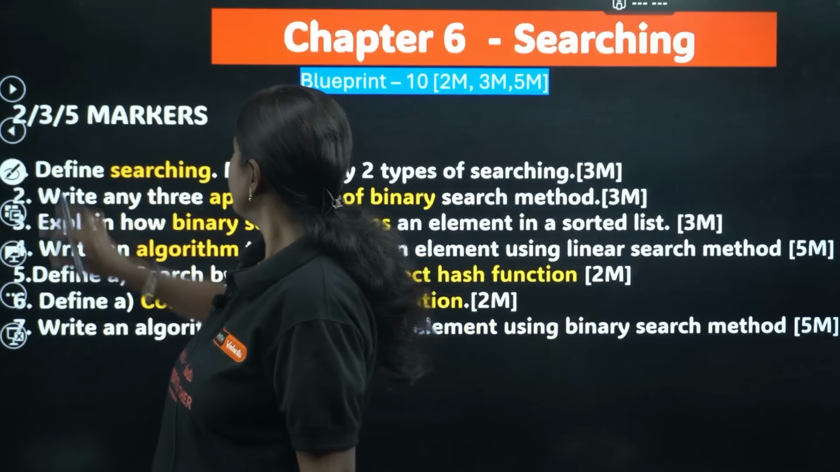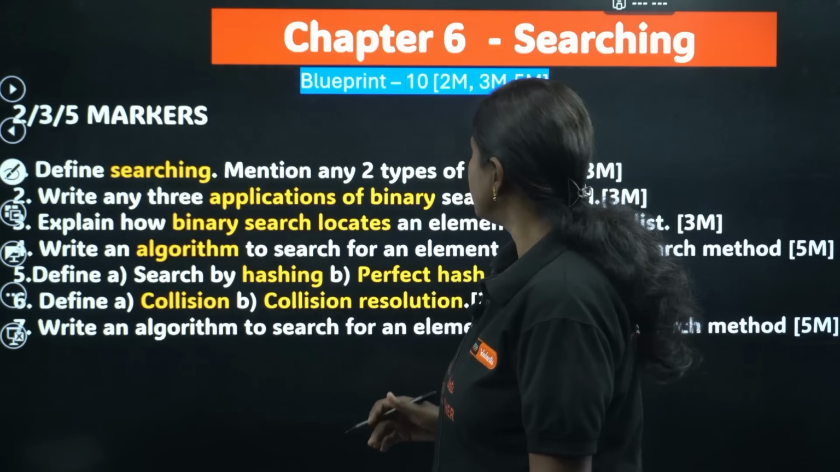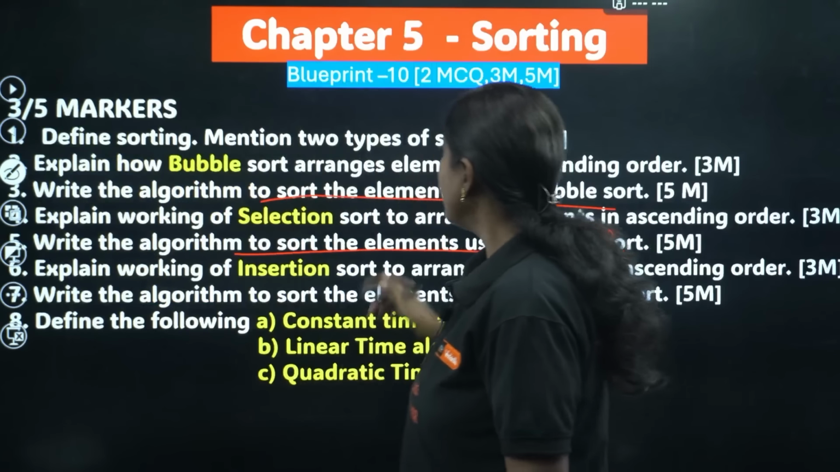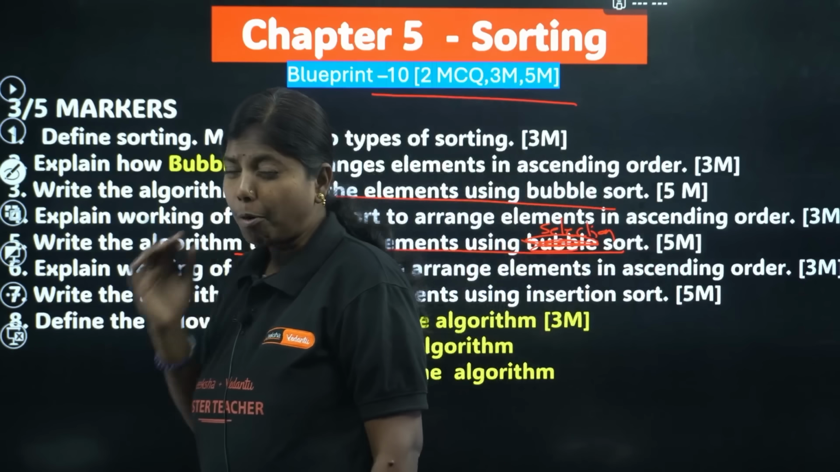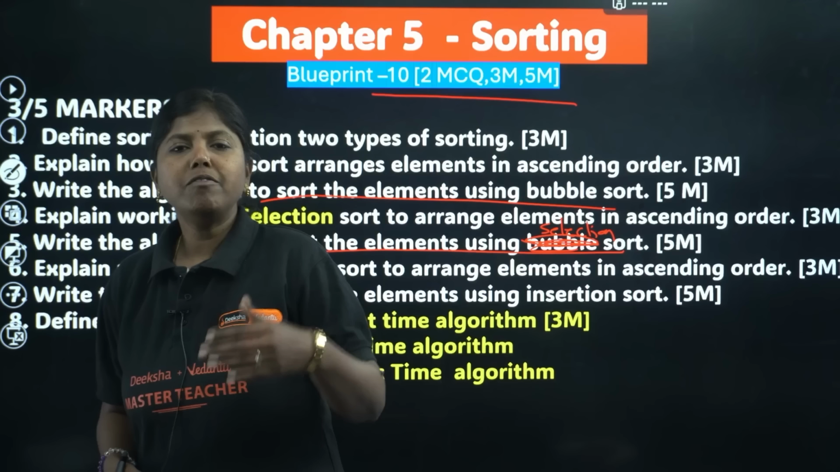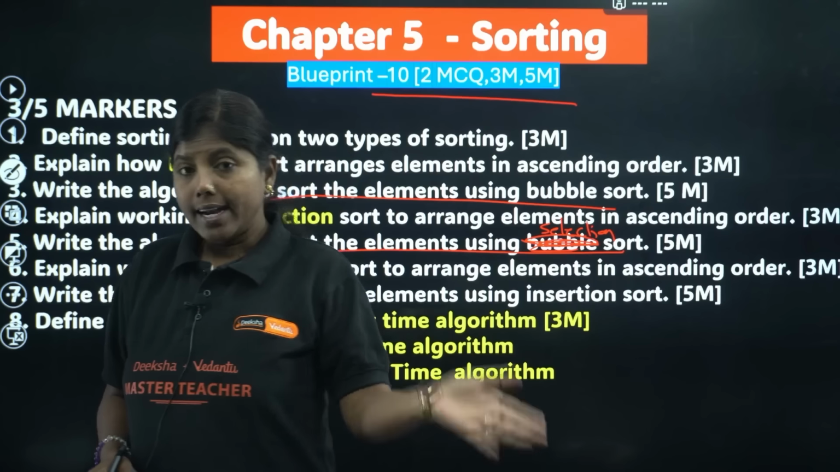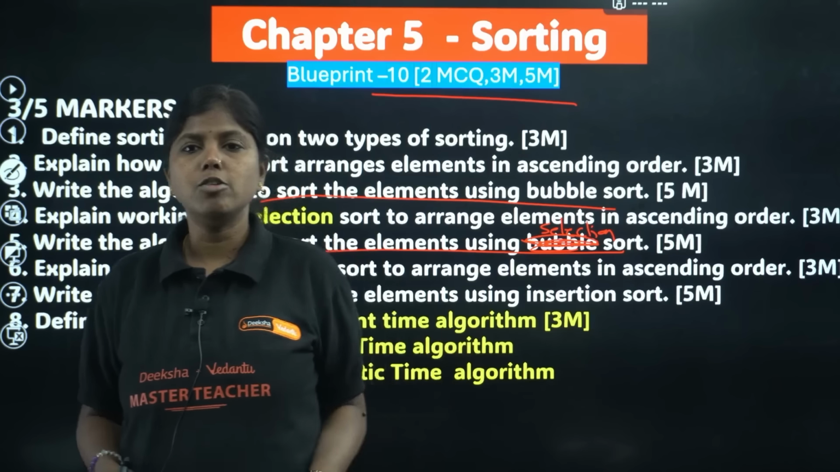Okay, the next chapter we have is searching. In case of searching, what is the blueprint? You can see that with respect to searching and sorting, the blueprint remains the same. If you have observed the blueprint properly, the blueprint for the first 2 chapters is the same, 5 markers is the same. And next, stacks and queues is going to be the same, 8 only. Then sorting and searching, 10 only, it is the same.